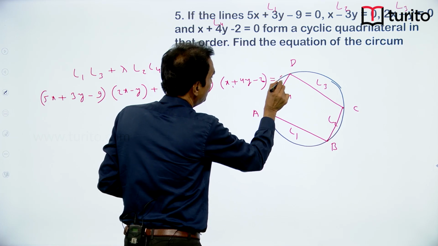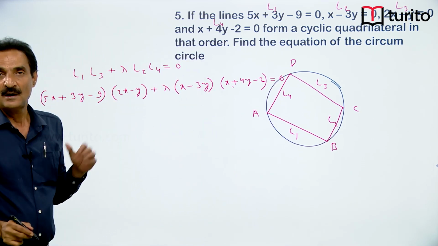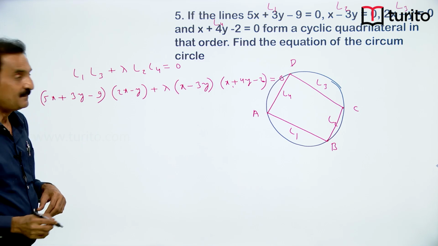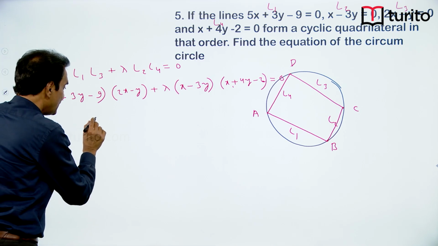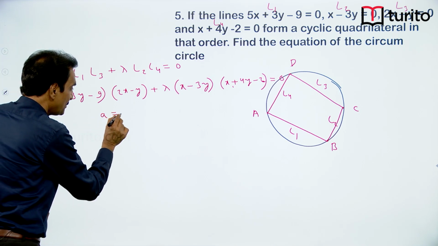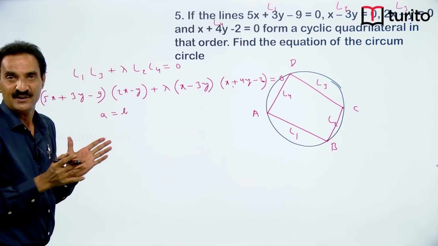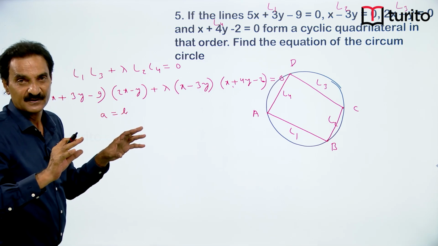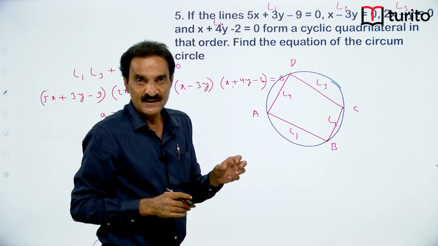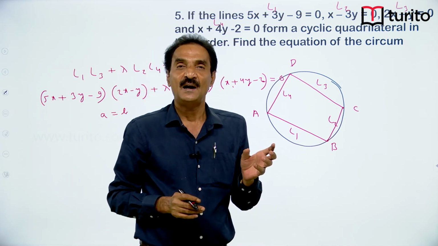Is equal to 0. Now, if it is a circle, what is the condition? Coefficient of x square is equal to coefficient of y square, A is equal to B. In the general form of second degree equation, if it is a circle, A is equal to B and H is equal to 0.